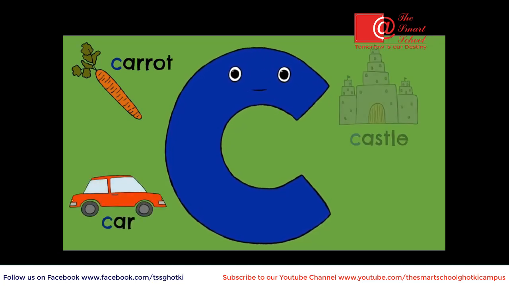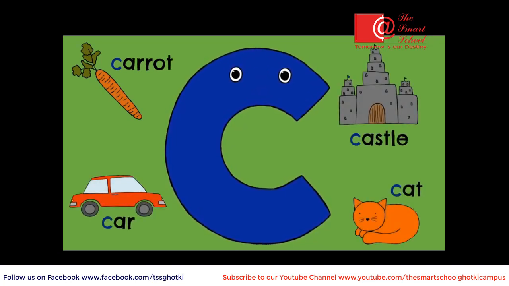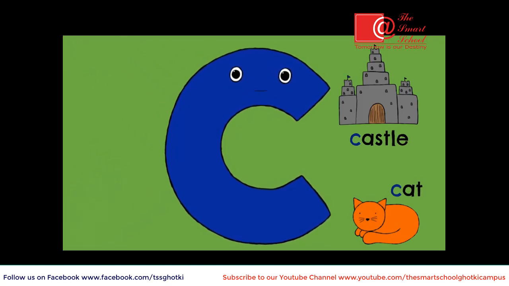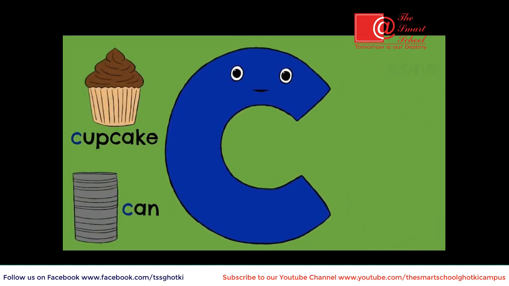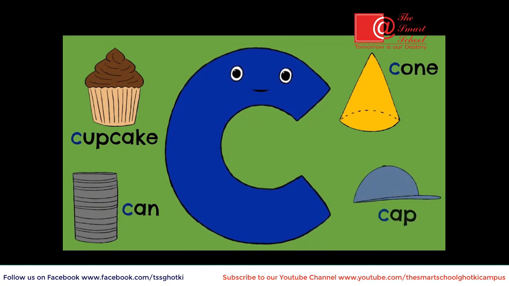Letter C is at the beginning of words like carrot and car and castle and cat. Letter C is at the beginning of words like cupcake and can and cone and cap.